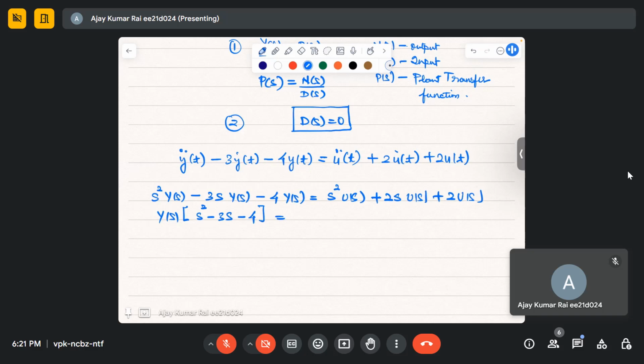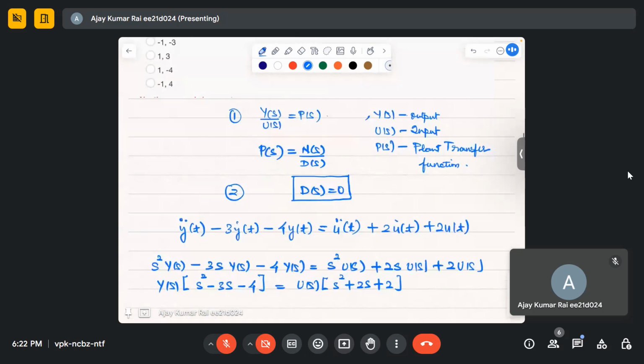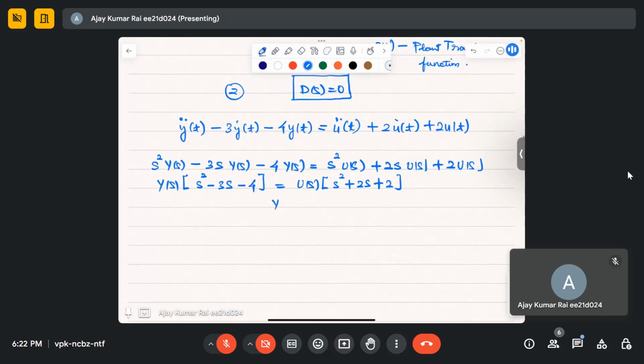Please watch for coefficients. So let me take U(s) common: s squared plus 2s plus 2. I think I'm correct. So Y(s) by U(s) is equal to s squared plus 2s plus 2 over s squared minus 3s minus 4.